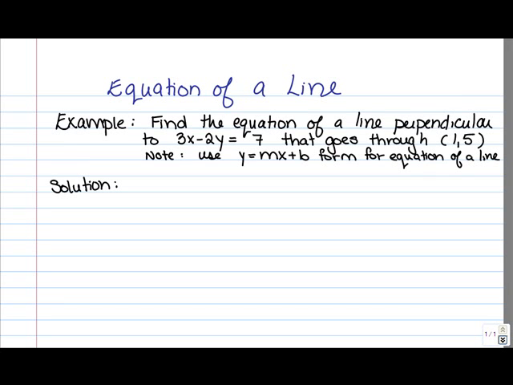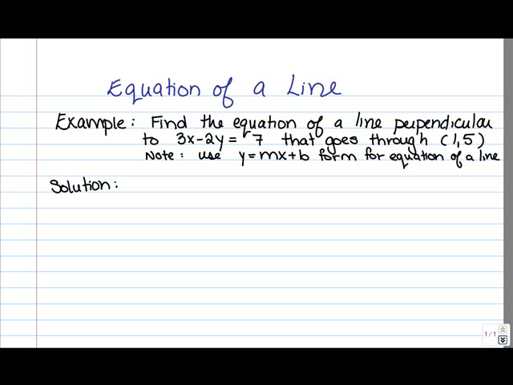In this video, we're going to look at how to find the equation of a line. In this particular example, we're asked for the equation of a line that's perpendicular to the line 3x minus 2y equals 7, and that also goes through the point (1, 5). We're also specifically told to use the form y equals mx plus b for our answer.